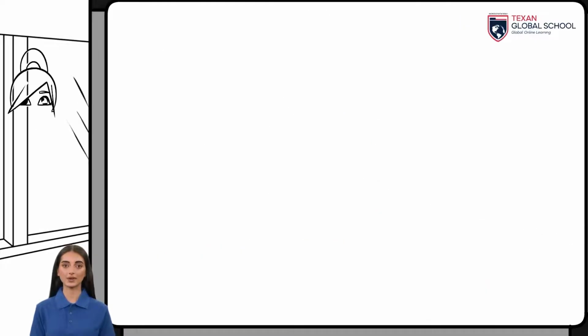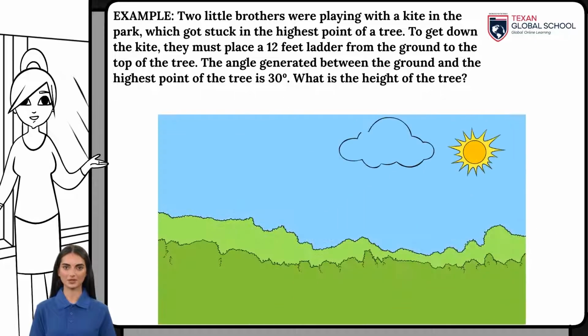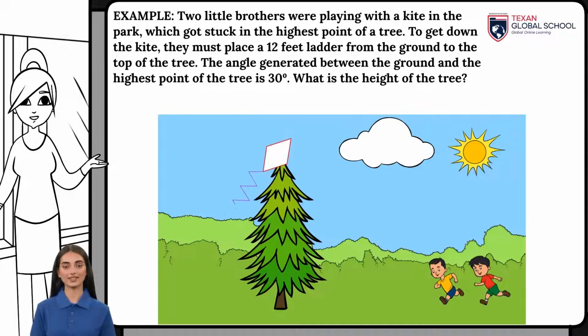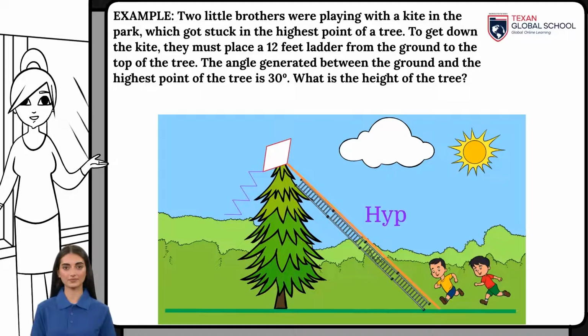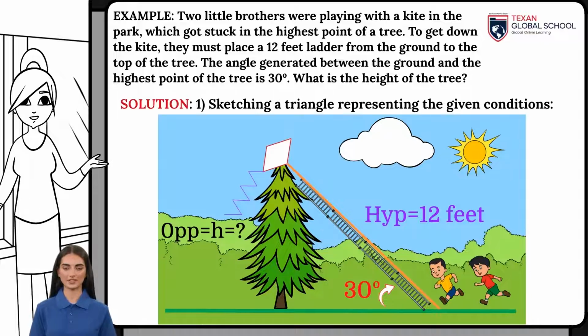We will analyze the following problem. Two little brothers were playing with a kite in the park, which got stuck in the highest point of a tree. To get down the kite, they must place a 12-foot ladder from the ground to the top of the tree. The angle generated between the ground and the highest point of the tree is 30 degrees. What is the height of the tree? The first thing that we must do is to sketch a triangle representing the given conditions.